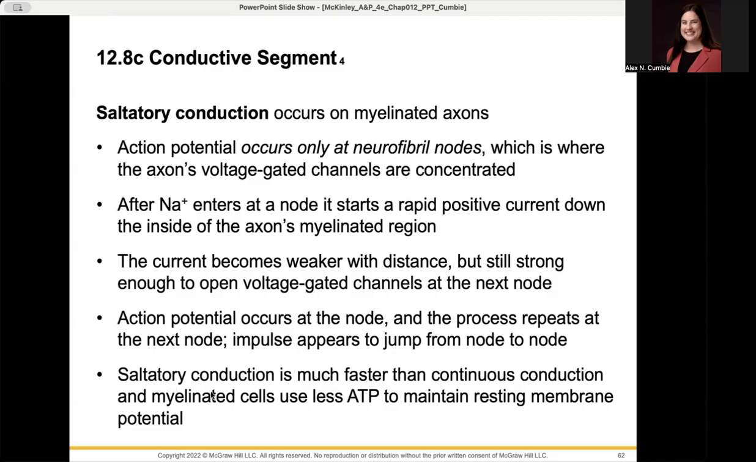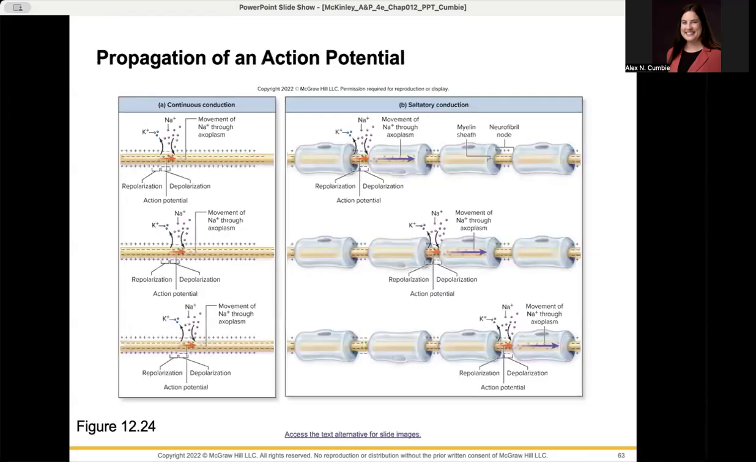What saltatory conduction does is it makes the action potential move very quickly, and the electrical potential jumps from node to node. We can see a picture of that here. This one is continuous. It's going to be a slow signal, but we have these ions present throughout these channels. This one, we can see the jumping where that signal moves, and it will actually move a lot faster through this saltatory conduction because we have this insulation with the myelin and we're able to move node to node to node.